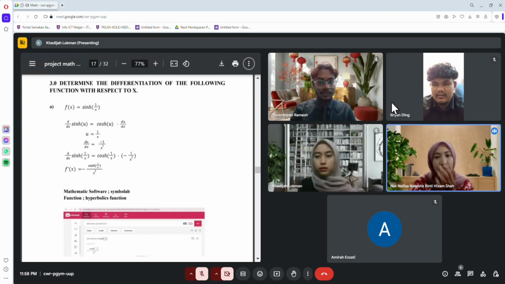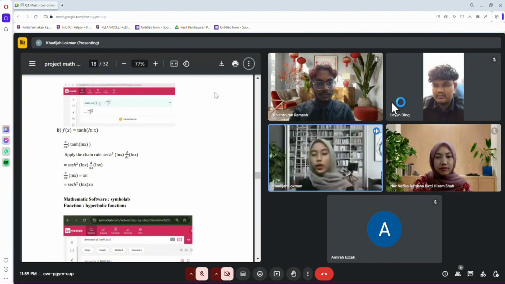Okay, so in this part A, I use the symbolab software. By using the hyperbolic function, we get the final answer, which is f'(x) equals minus cosh(1/x) over x squared. So this equation involves differentiating the function f(x) equals a hyperbolic function.